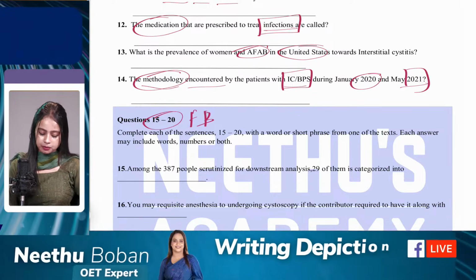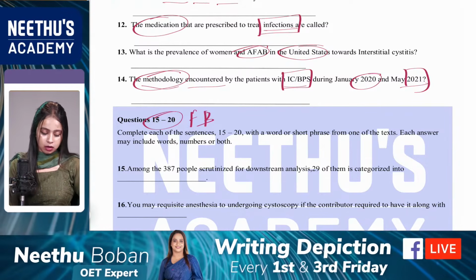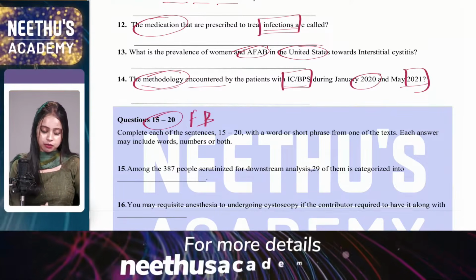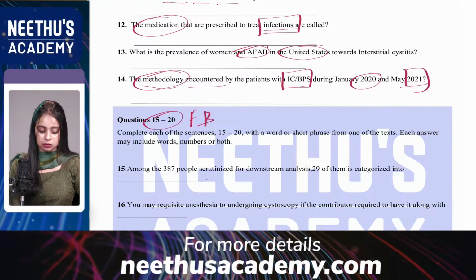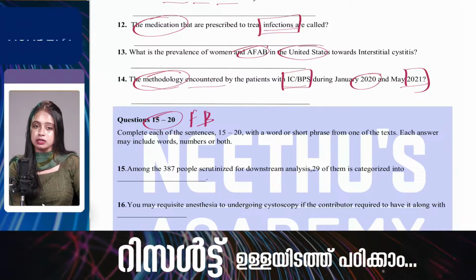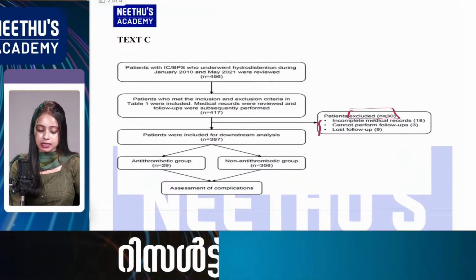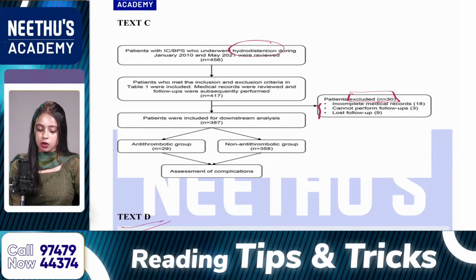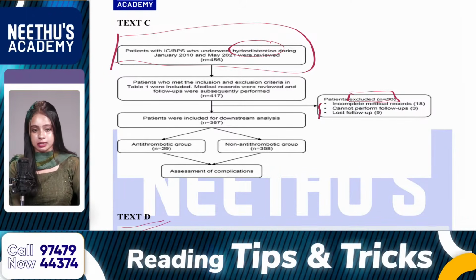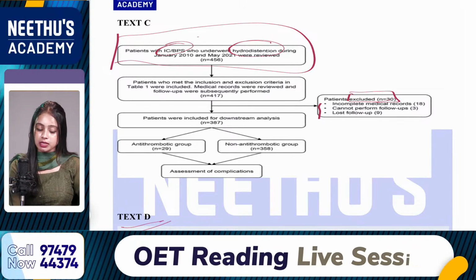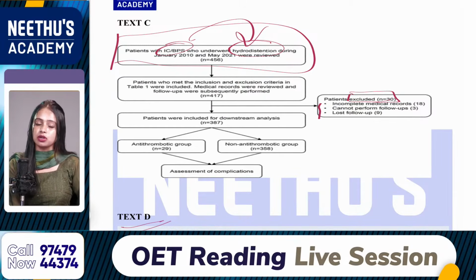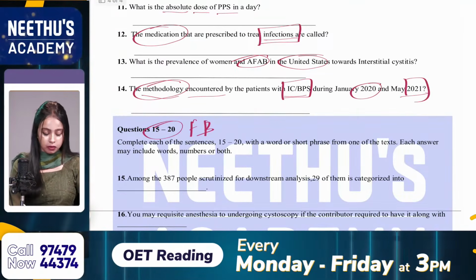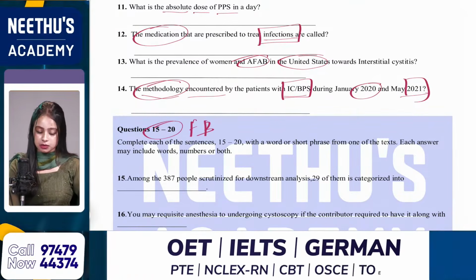What is the procedure? Okay, which procedure? Any idea? The 14th one, which procedure are we using for that? It is hydrodistension. Very good. It is from text C. We are using the procedure hydrodistension. That is from this particular box in text C: patients with IC or BPS who underwent hydrodistension. Very good. Okay, Reba, it is hydrodistension.